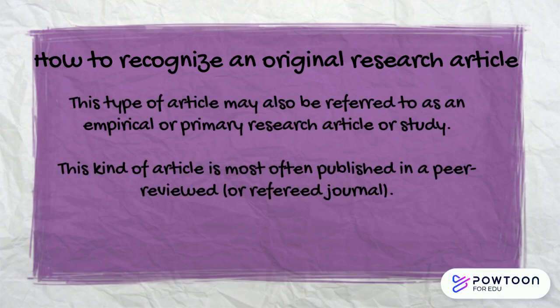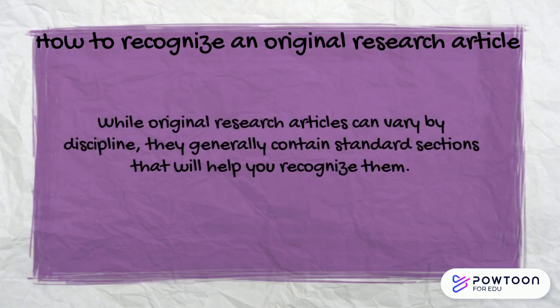This type of article may also be referred to as an empirical or primary research article or study. This kind of article is most often published in a peer-reviewed or refereed journal. While original research articles can vary by discipline, they generally contain standard sections that will help you recognize them.